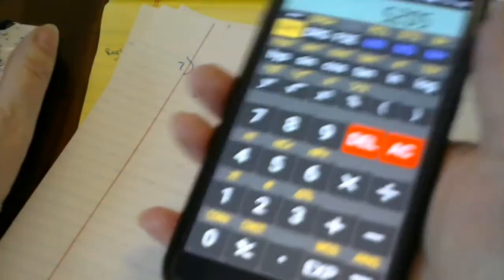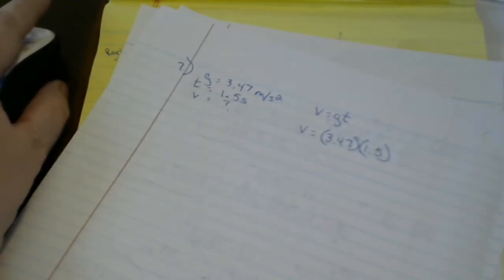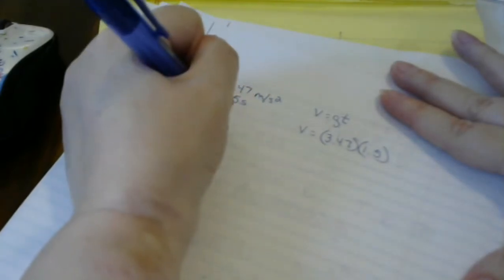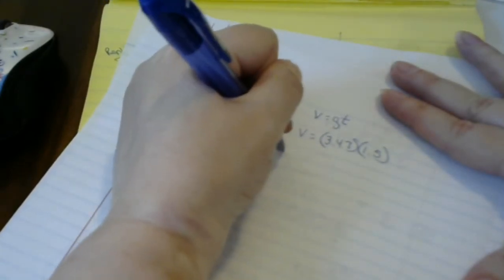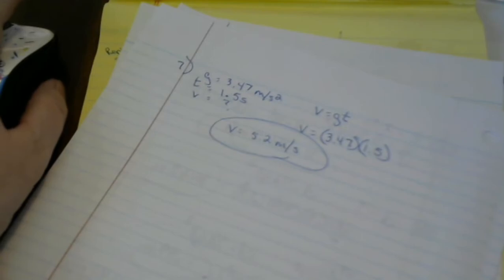Okay, so I got 5.205. So let's round that to 5.2. And that's meters per second because that is velocity. Okay, so that was A. This is 7A.